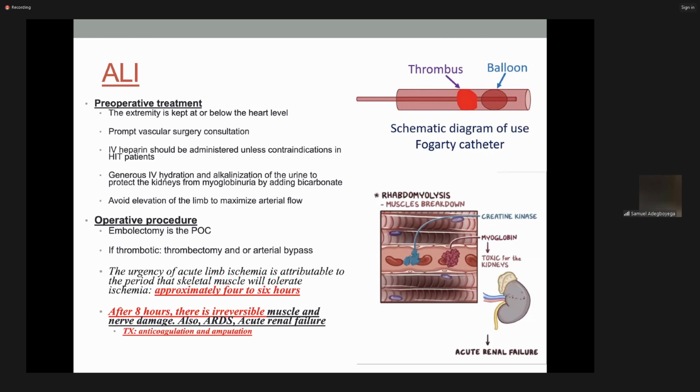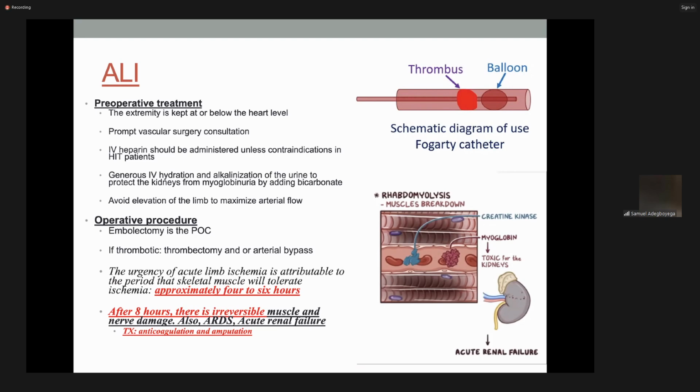Are we good? Yes? Okay. Why is it important that you should refer this patient to a vascular surgeon as soon as possible? Patient with acute limb ischemia. You have death of the organ or death of the muscle after 8 hours, 6 hours. 6 to 8 hours, that's right. So you've gotta get them to the vascular surgeon as soon as possible.